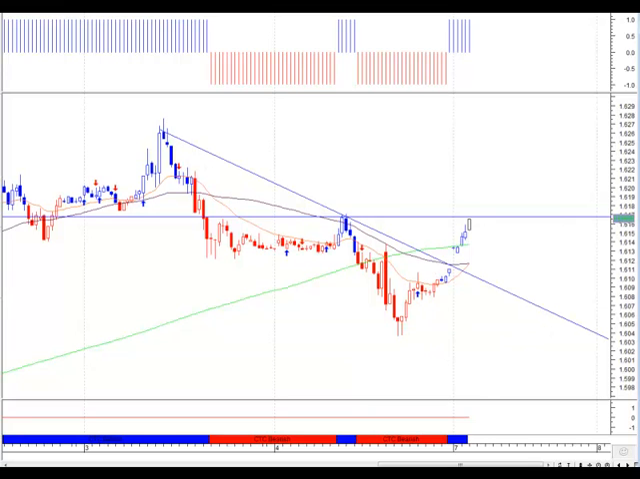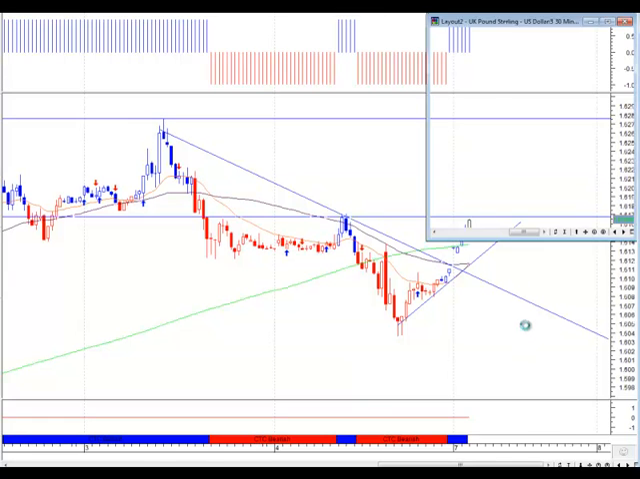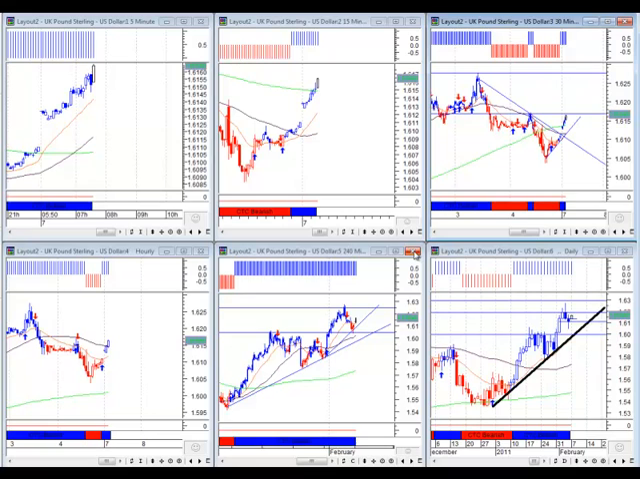We've got swing highs on the smaller time frame. You can see the swing highs as it's gone up. Now it's trading above all the moving averages. It needs to break higher than this for us to think about going long to at least this level here. Okay, so that's sterling as it stands.